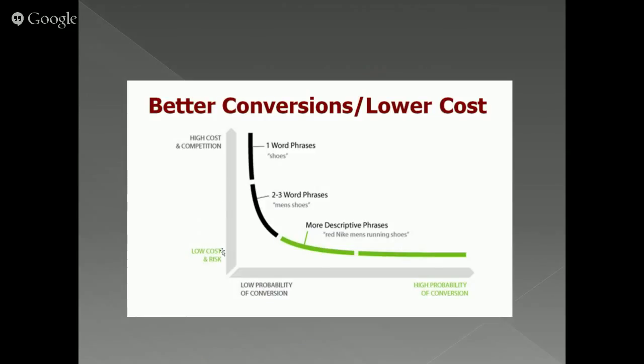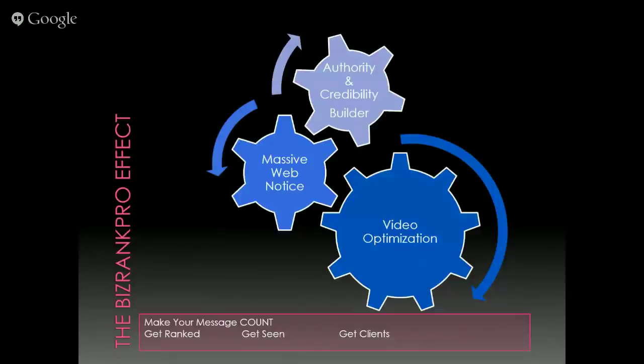So the descriptive, I like this graph a lot. If it was one phrase, it's shoes. That's very competitive. Lots of people sell shoes. If it's 2 or 3 words, which is still considered not broad, but short tail, men's shoes. Well, how about red Nike men's running shoes? Bam. Descriptive, specific, and you can target that.